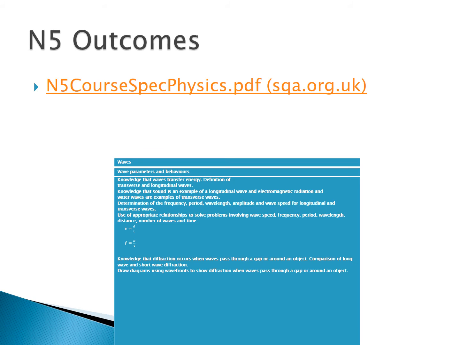The outcomes themselves in full can be found at the National 5 SQA course specification page. There's a link to it here with a PDF, and if you scroll down the PDF document, you'll actually see that for every single section from the 6 units, there's all the individual subtopics and outcomes that pupils need to know and be aware of.